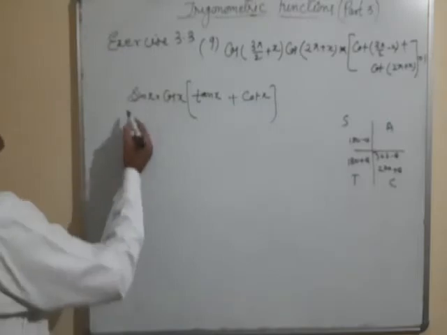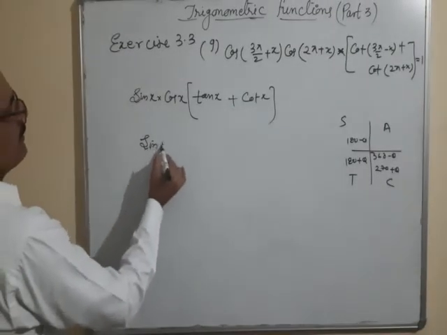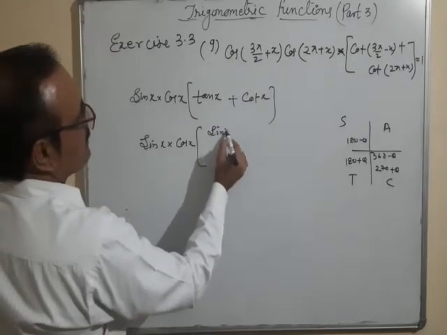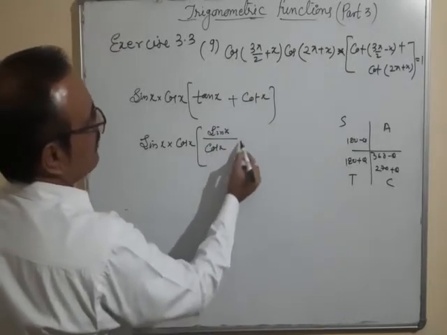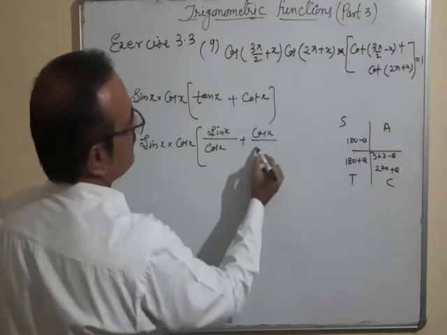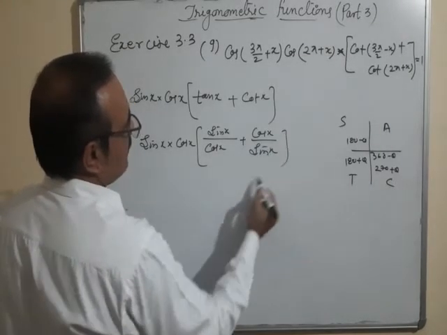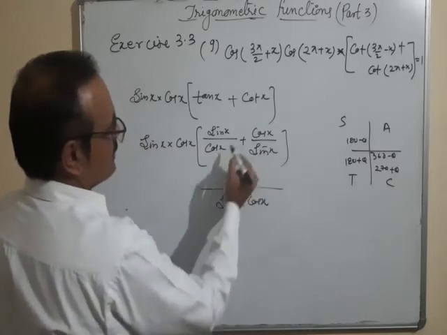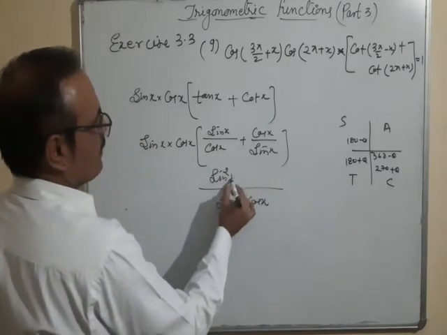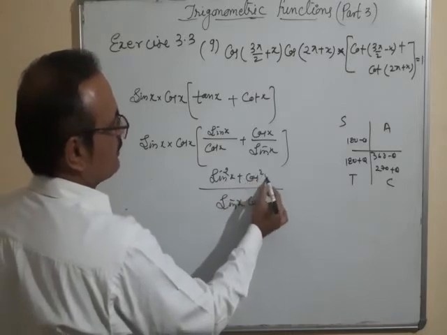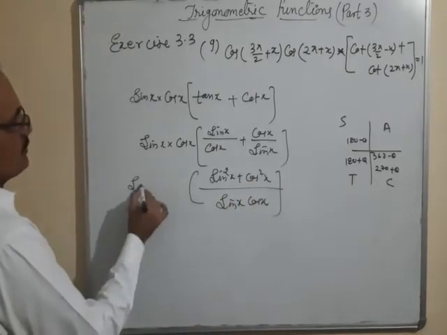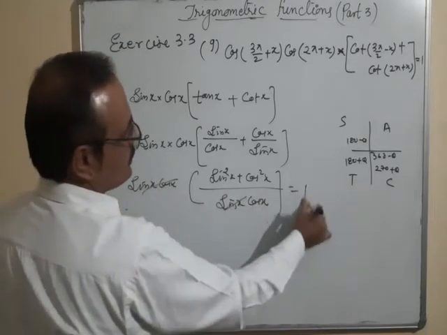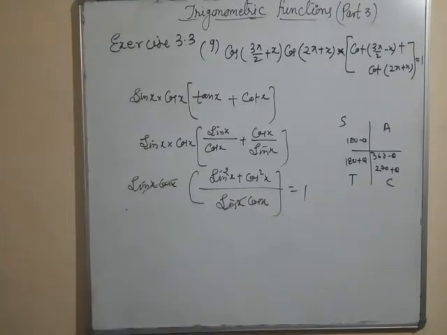Okay. Sin x into cos x, so sin x upon cos x plus cos x upon sin x. The LCM is sin x into cos x, it is sin square x plus cos square x over sin x into cos x. Terms cancel, and sin square x plus cos square x is equal to 1.